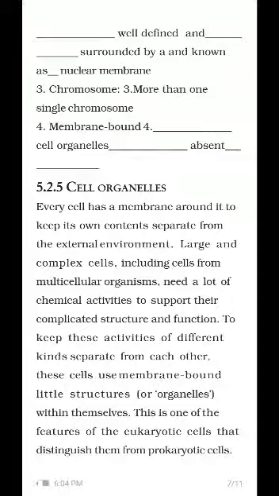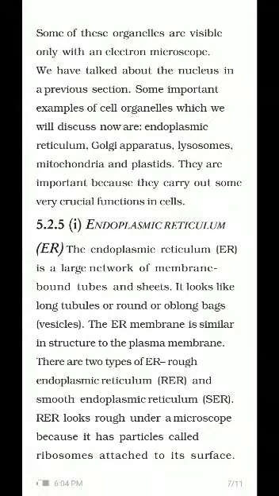Children, whatever functions are performed by a cell are actually performed by different cell organelles, the nucleus and others. Together, a cell performs all the functions. So children, we have membrane-bound little structures within the cell. This is one of the features of eukaryotic cells that distinguishes them from prokaryotic cells. Some of these organelles are visible only with an electron microscope.